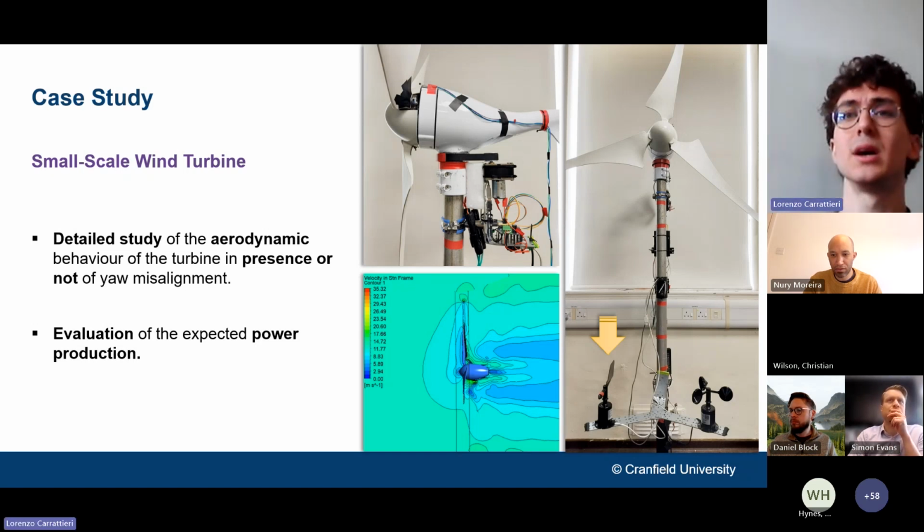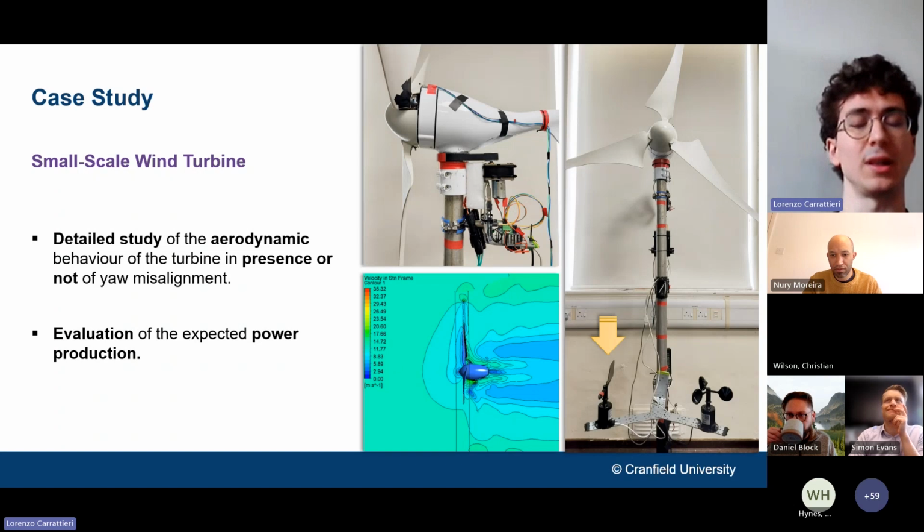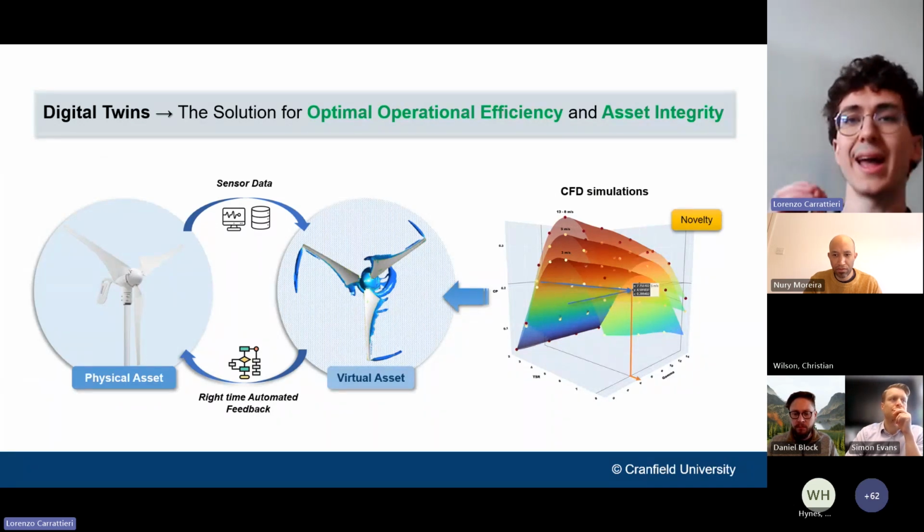To tackle this type of fault, I first studied in detail the aerodynamic behavior of this specific wind turbine model, in the presence or absence of yaw misalignment, at different degrees of yaw misalignment, and thus evaluated the expected power production from the turbine. Digital twins can serve as optimal solutions to tackle this type of fault and to guarantee the operational efficiency and the integrity of the asset, thus improving the resilience of the asset.